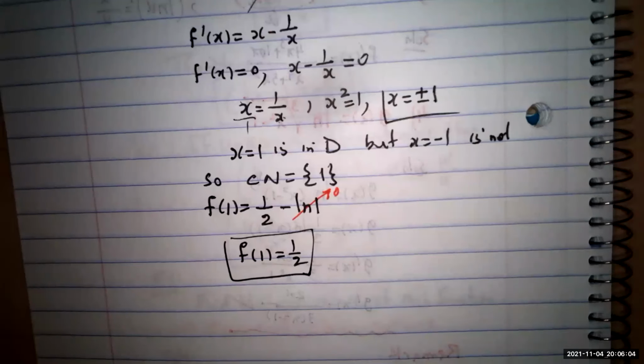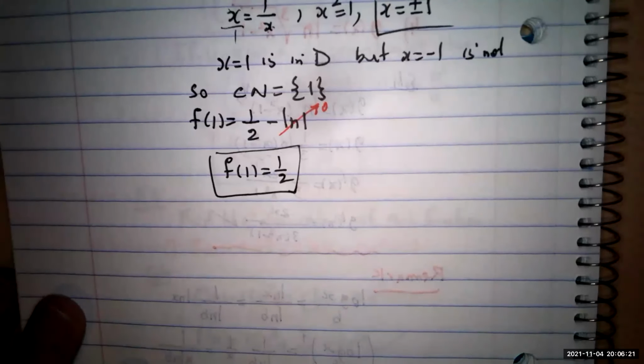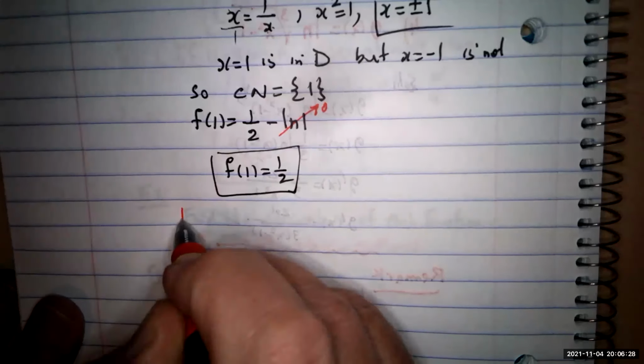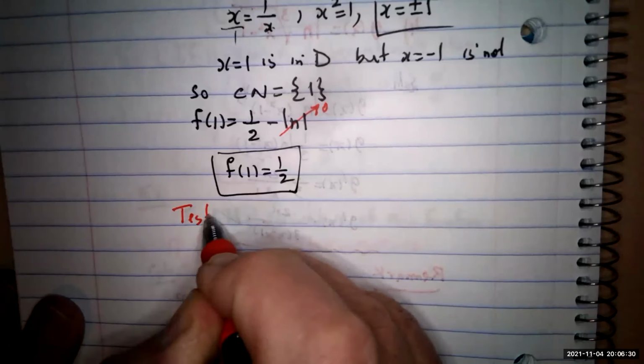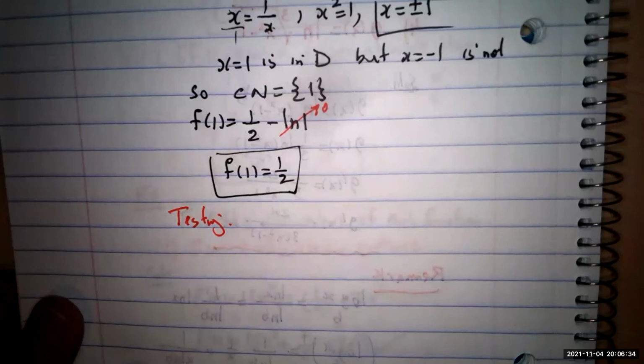So ln 1, you just check your calculator to get the result. So ln 1 is 0, and f of 1 would be 1/2. Any question? Now you have to test it. Is it a minimum or is it a maximum? Testing: you have two choices, the first derivative test or the second derivative test.